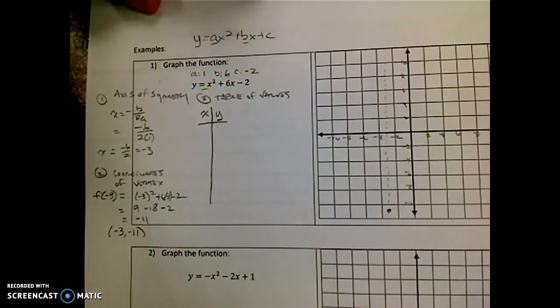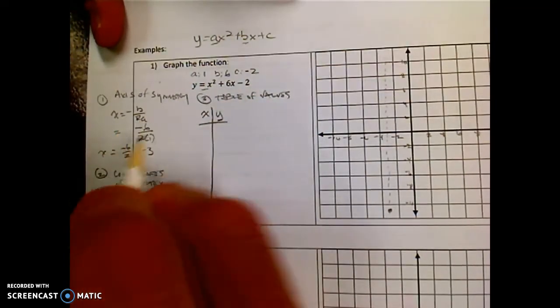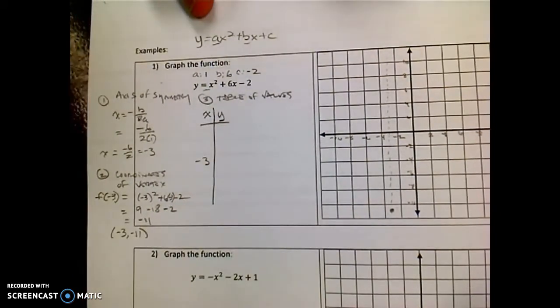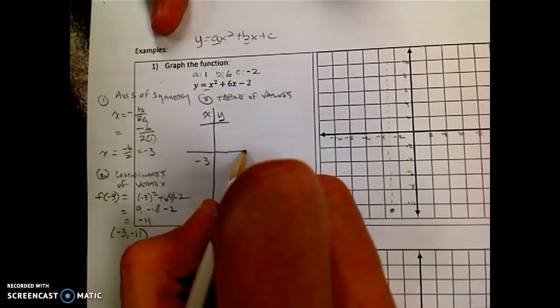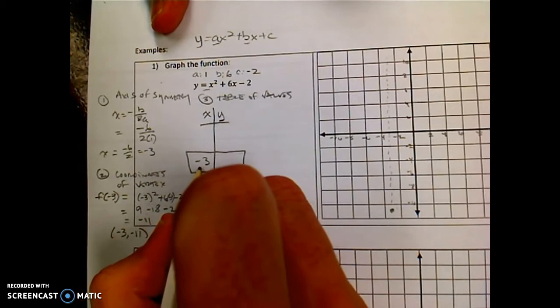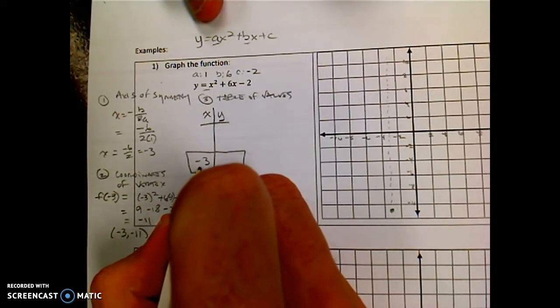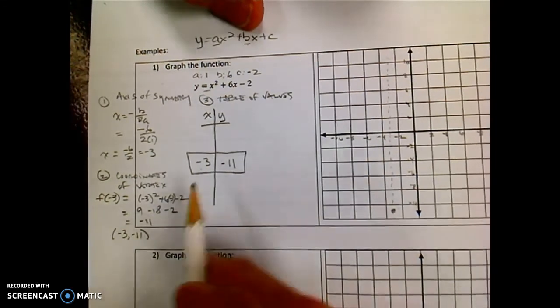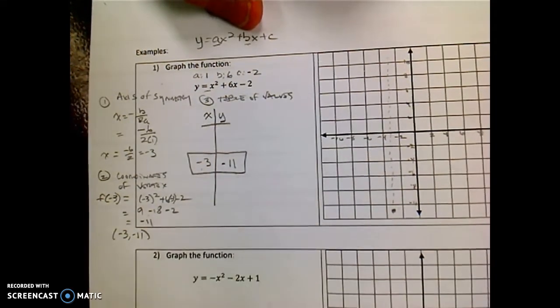We said we were going to generate a custom set. My axis of symmetry, I'm going to make the middle point of my 5 x values. I'm going to put a box around it because that's my vertex. I just found out that when I substitute in -3 for x, my y is -11. I've plotted that point already. Now I need 2 more points here and 2 more points here.